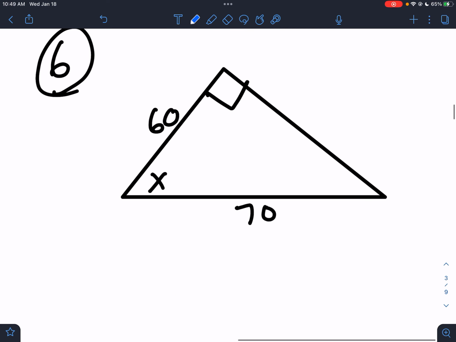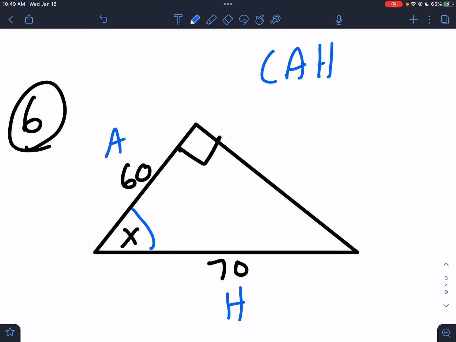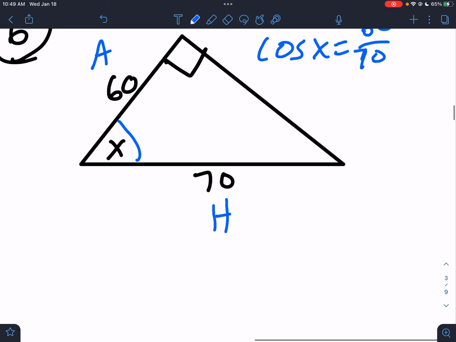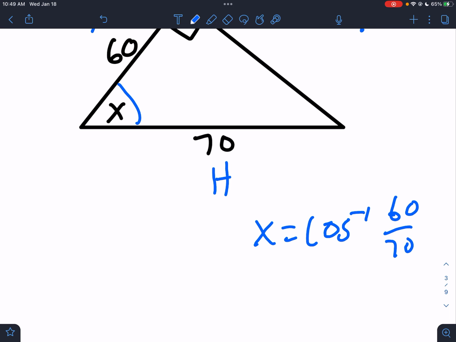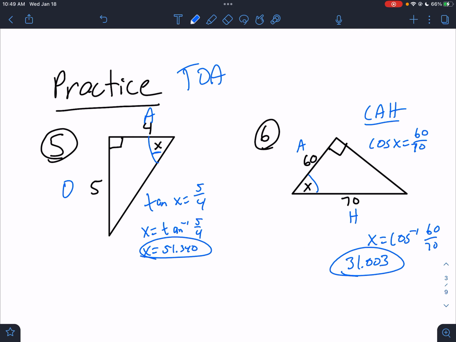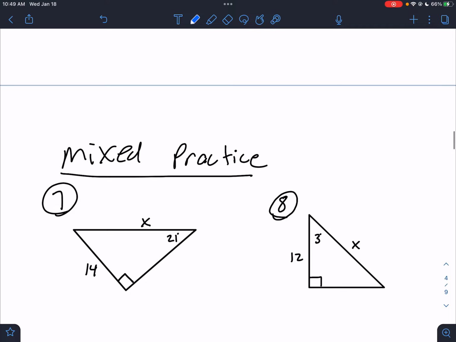Next one, going quickly, this would be adjacent over hypotenuse. So what part of SOHCAHTOA is it? It's the CAH. So we have the cosine of the angle equals adjacent over hypotenuse. Again, how do we undo cosine? We're going to do inverse cosine of adjacent over hypotenuse. And you can actually just reduce that and say 6 over 7. You'll get the same answer. Remember that similar triangles have the exact same angles. So if you type in 6 over 7, you'll get the same answer as if you type in 60 over 70. And I get 31.003 degrees. Crushing it.